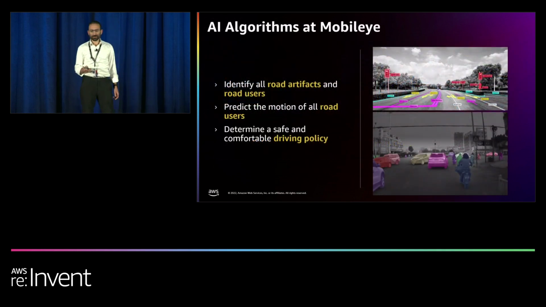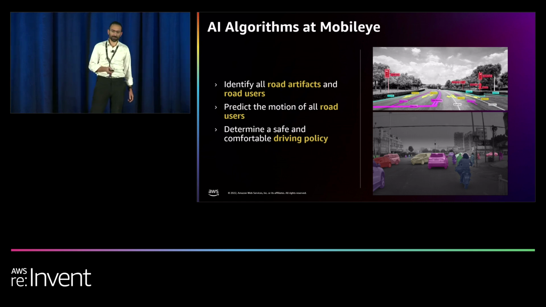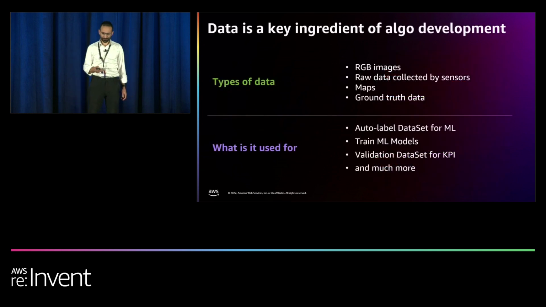Underlying our technologies are a multitude of sophisticated, artificially intelligent algorithms responsible for all sorts of detection, prediction, and decision tasks, including identifying and categorizing road artifacts such as signs, lane markings, and debris, predicting the motion of vehicles and pedestrians, and deciding on safe driving maneuvers. Fundamental to the development of this AI algorithm is data, and a lot of it.